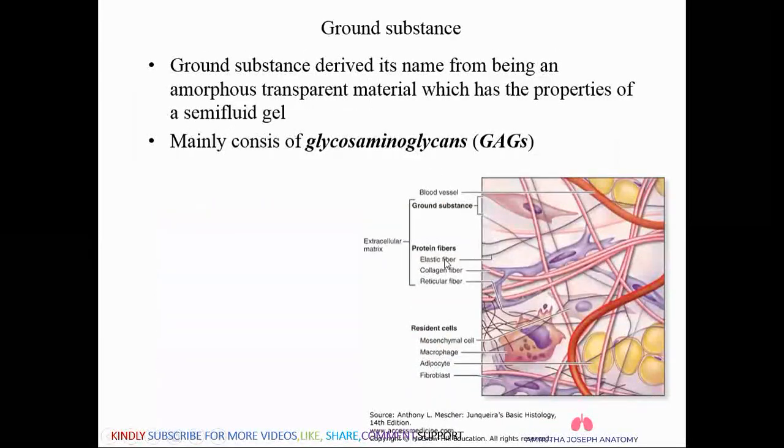Now coming to the next substance, that is ground substance, a part of connective tissue. So we will see once again that connective tissue has the resident cells and the extracellular matrix. We saw the cells and we have seen the fibers. Now the remaining is ground substance. Ground substance derived its name from being an amorphous transparent material which looks like a semi-fluid gel, and consists of a lot of chemicals. The main chemical that you can see here is glycosaminoglycans, which are called GAGs. So these areas where you see this amorphous, semi-fluid material, that is ground substance.